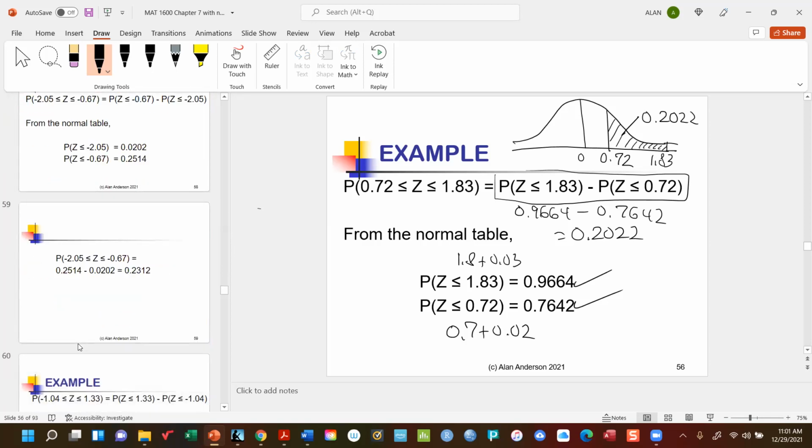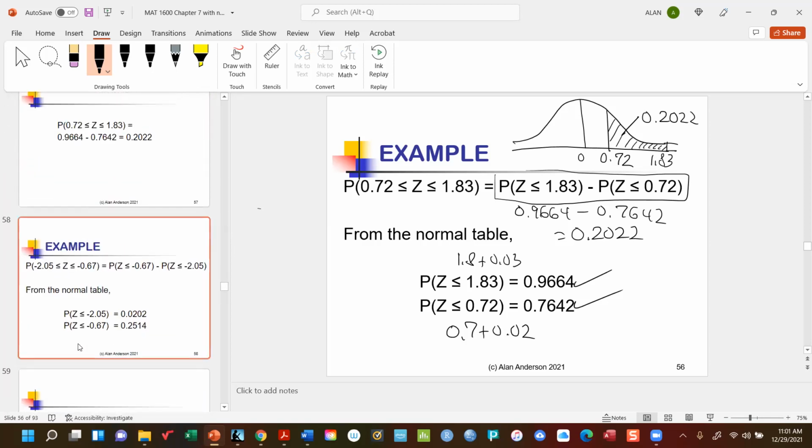All right, let's do another example where the two numbers are both negative. We're going to have a probability where z is between two negative numbers, but the process is exactly the same. The only thing that changes is that you're looking at the negative table. The subtraction is still the same, but you just want to make sure you're taking the larger number minus the smaller number. That's the only thing you have to watch out for. All right, so let's take a look at this.